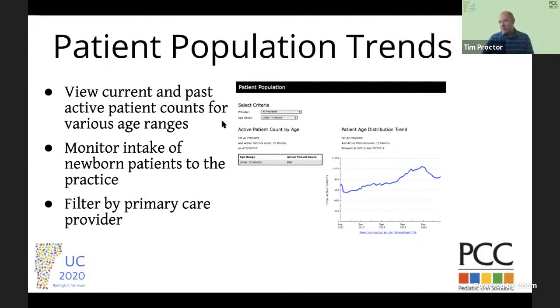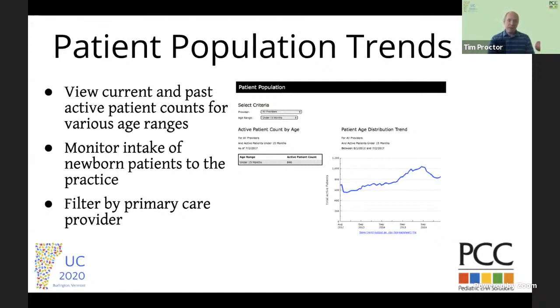Also in the dashboard is a patient population page. So we have some population trends, and this is intended to give you an idea of how many active patients you're seeing at your practice, how many active patients you have at your practice. We collect this each month. We do a snapshot of this each month, and we show it for various age ranges.